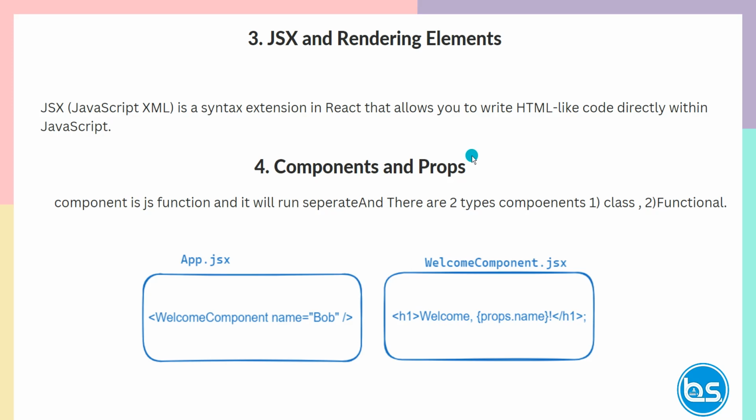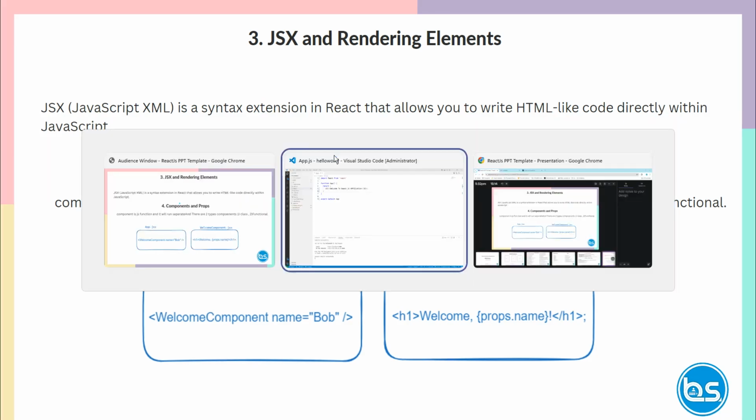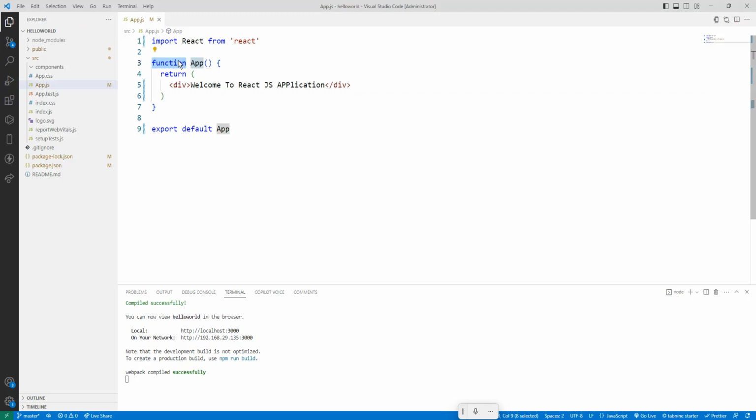Let's discuss JSX and rendering elements. What is JSX? JSX is JavaScript XML. It is a syntax extension in React that allows you to write HTML-like code directly within JavaScript. If you look here, it is a JavaScript function. We are writing HTML inside JavaScript.